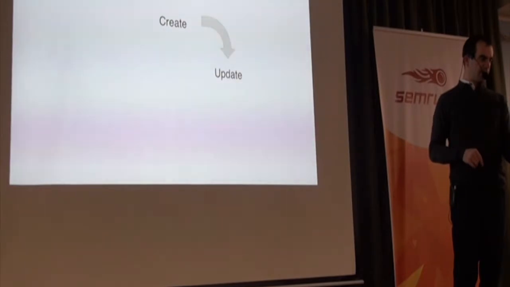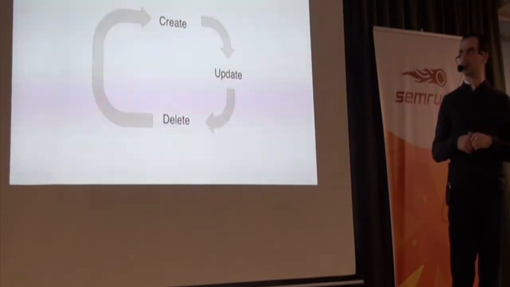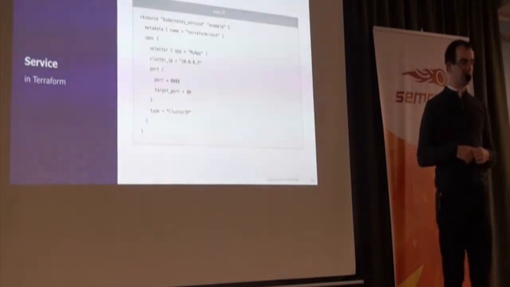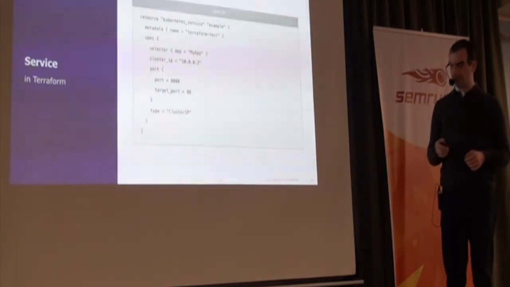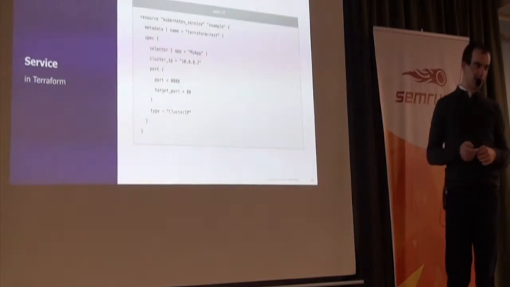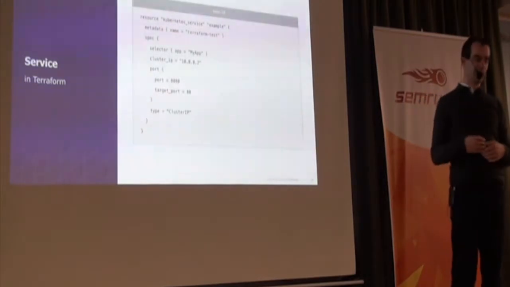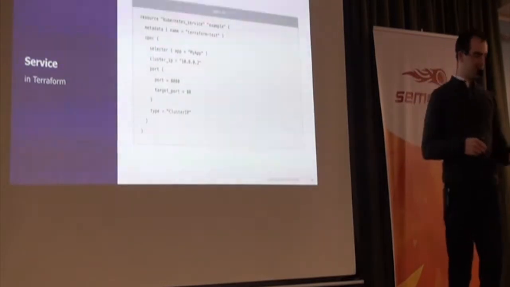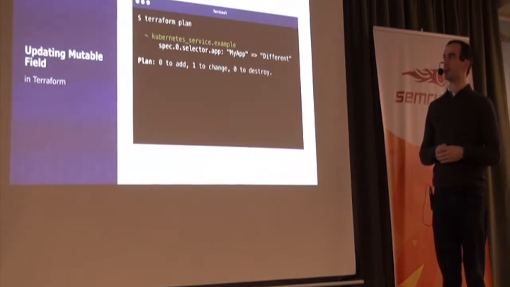So yeah, that's the full life cycle. First we create, then we update, and we can delete. But whether the resource is updatable often depends on the field. So in case of a service, not every field that you can see here is a mutable field. So in order to know which field is mutable and isn't, one has to read the docs carefully or hope for the best. So here is an example of updating a mutable field.